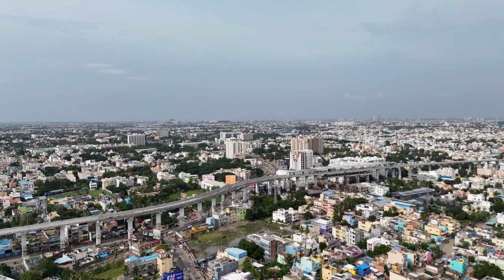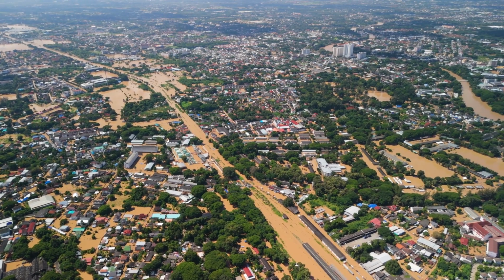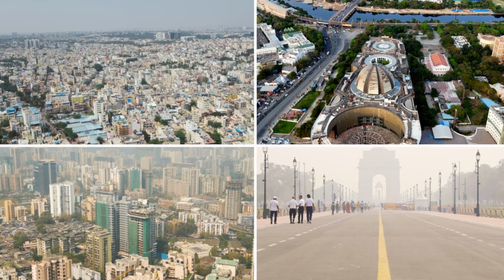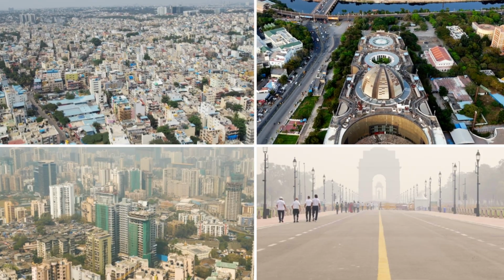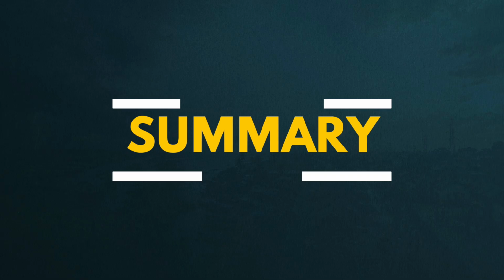Apart from this regional categorization, urban India has its own set of problems. For example, the heat island effect, bad drainage leading to floods in the cities, contaminated water, not enough potable water, weakness of slums, pollution. Almost every year, cities like Mumbai, Delhi, Chennai, and Bangalore have to deal with climatic emergencies. And with this, I am now concluding the whole chapter.